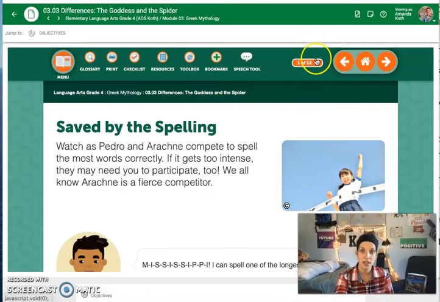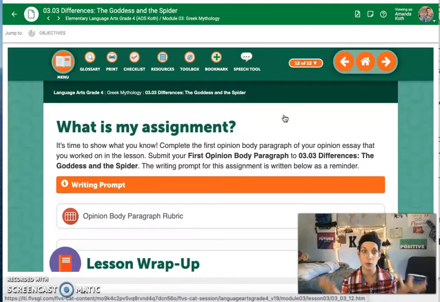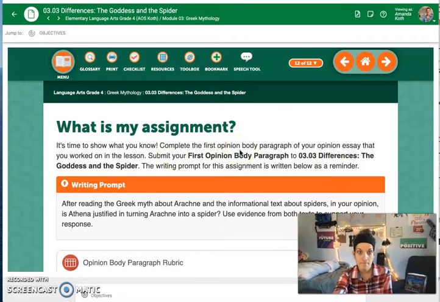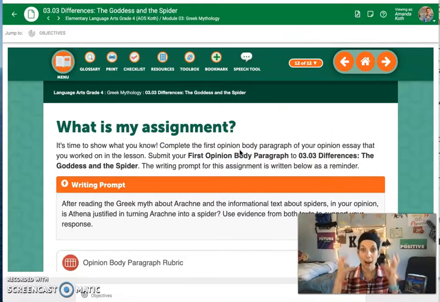So if I go to lesson 3 and I look at the last page where it tells us what we're turning in, same writing prompt, right? The same one for the whole module. And this time you're going to submit your first paragraph, okay? So your first body paragraph. So you did the graphic organizer.